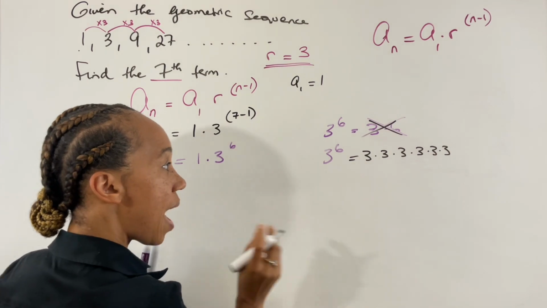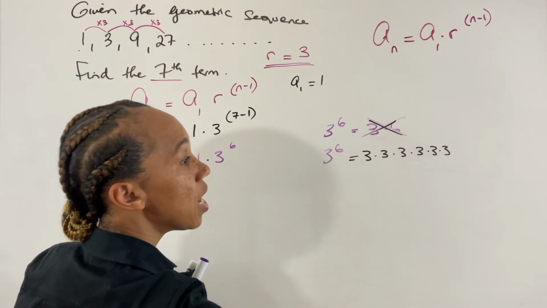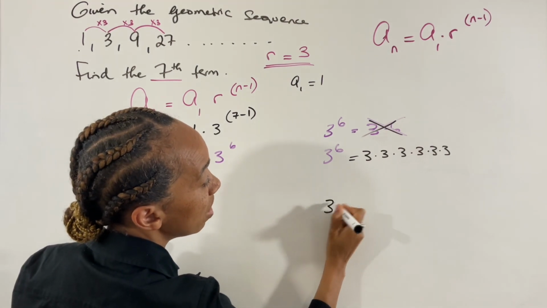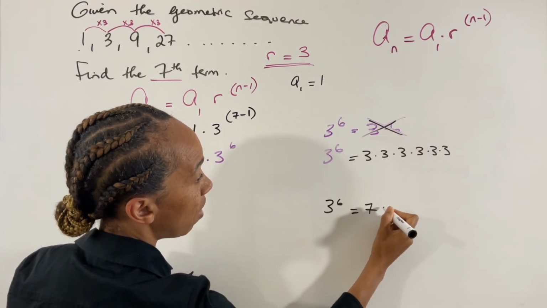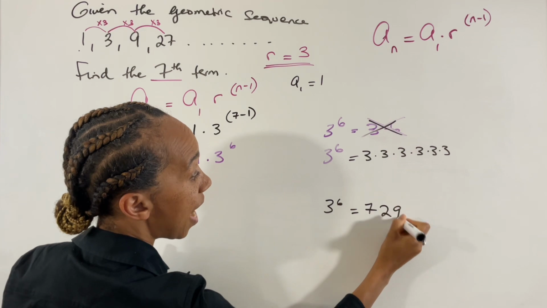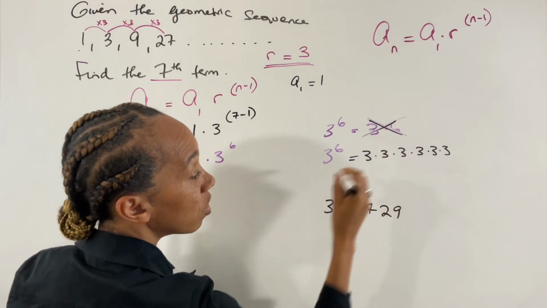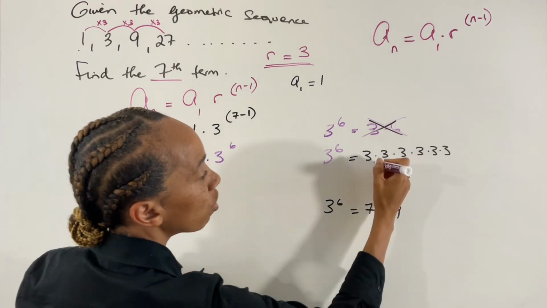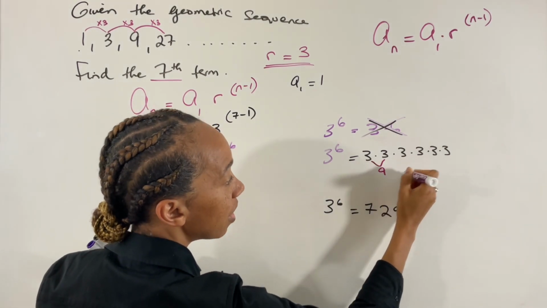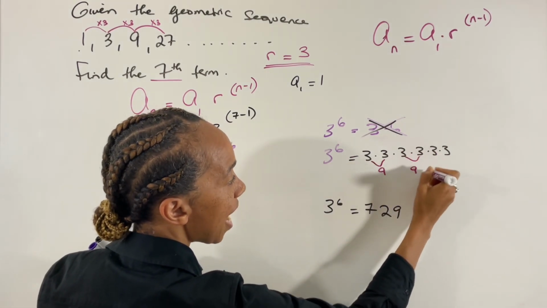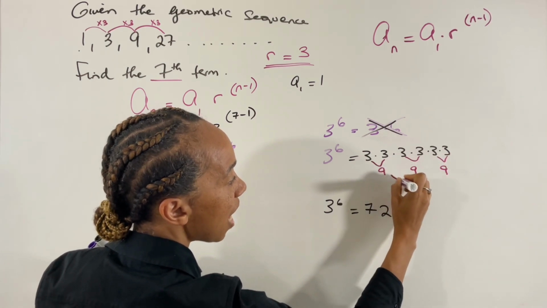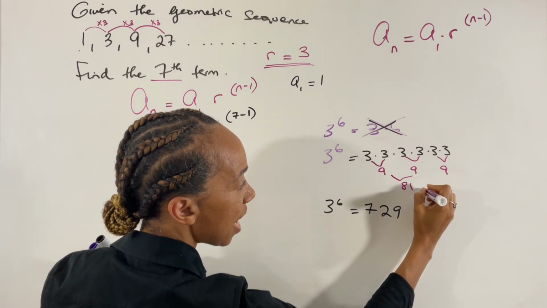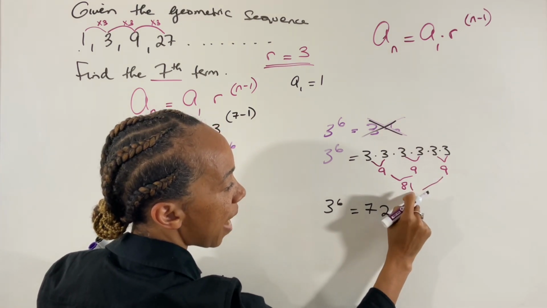If you don't have a calculator, that is fine. But if you have a calculator, then you put it on your calculator, and 3 to the 6th power is going to be 729. All right? But if you don't have a calculator, it's not a big deal. 3 times 3 is 9. 3 times 3 is 9. 3 times 3 is 9. 9 times 9 is 81. 81 times 9 is going to be, just multiply it out.